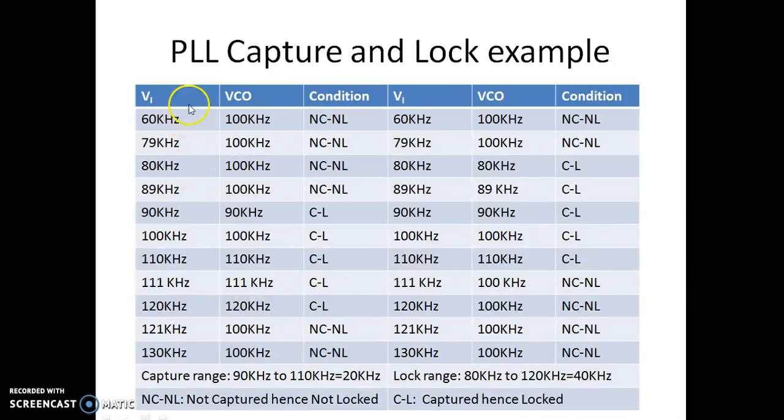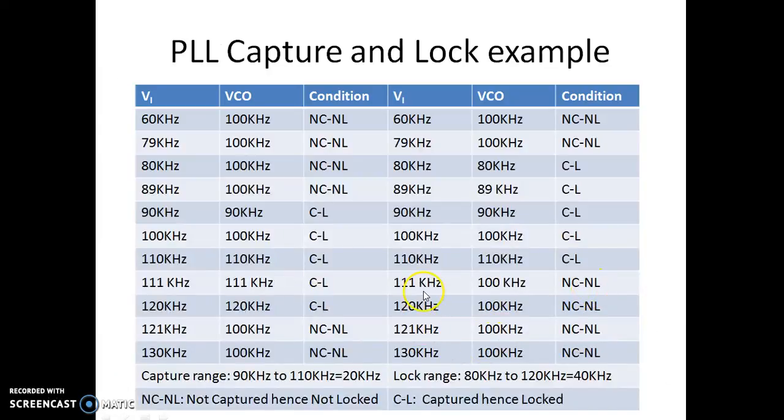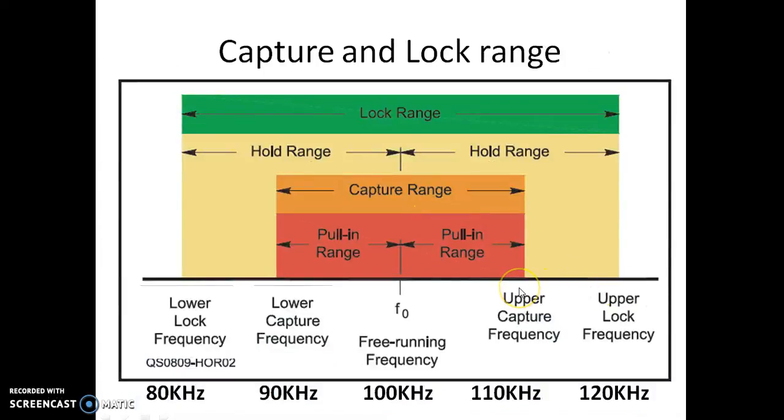When the frequency is increasing, anything after 90 kilohertz is locked here. So now it is captured and locked. It is still locked at 120 kilohertz, that was here. So it is captured at 90, locked till 120. On its return journey, it gets captured at 110. It will go down to 80, meaning it is captured at 110 and stays locked down to 80 kilohertz. Anything less than 80 kilohertz and anything more than 120 kilohertz will not be locked.